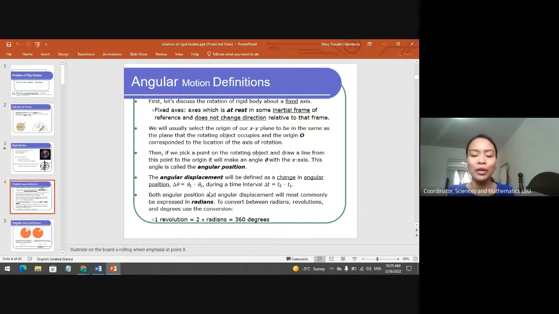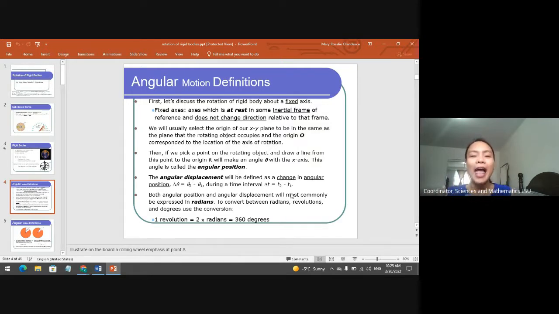If we recall, in our horizontal motion, we have the displacement delta x equal to x2 minus x1. And for vertical motion, we have delta y equal to y2 minus y1. All of that happens during the interval delta t equal to t2 minus t1.